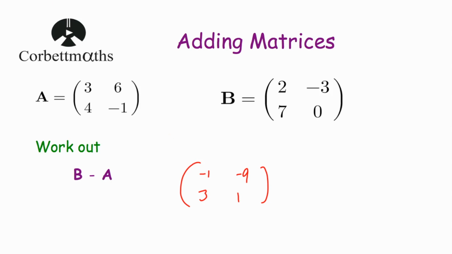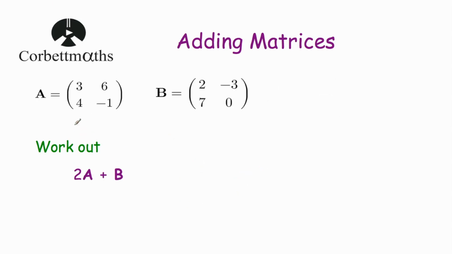Okay, let's have a look at our next part. So our next part, we've got the same matrices A and B, and we've been asked to work out 2A plus B. So instead of being A plus B, we're multiplying A by a scalar. So we're multiplying the matrix A by 2. Now there's a video tutorial on Corbettmaths showing you how to multiply matrices by scalars, numbers, but it's quite straightforward.